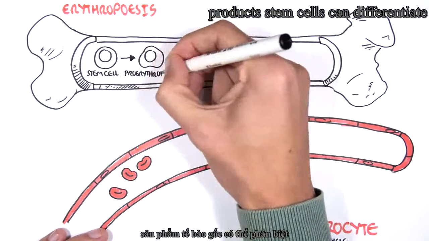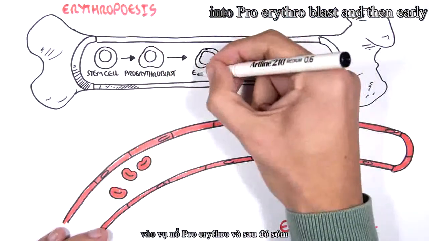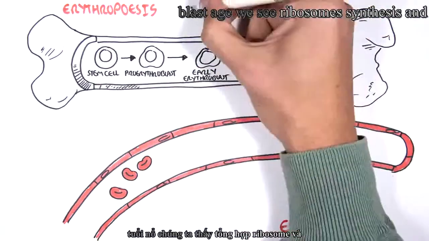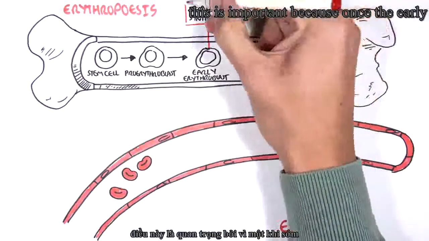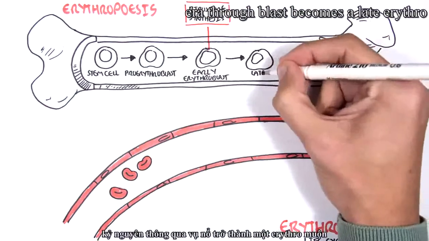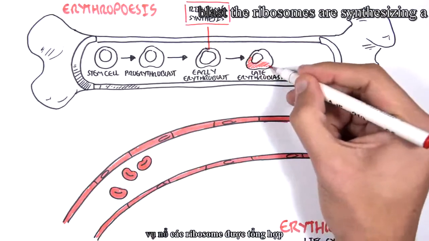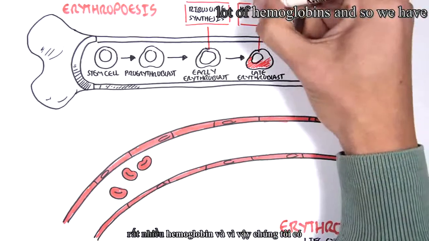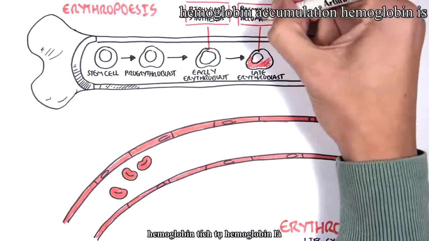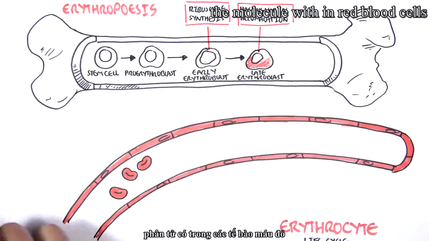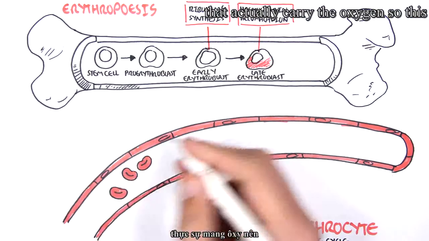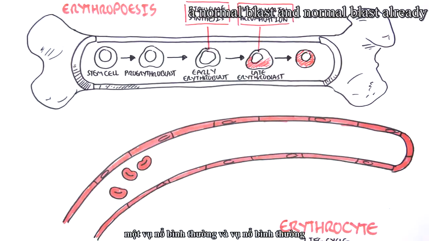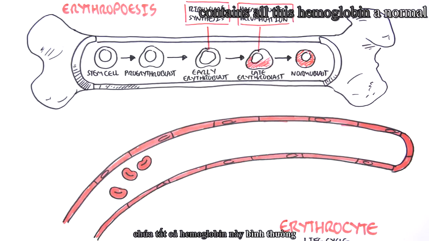Hemopoietic stem cells can differentiate into pro-erythroblast and then early erythroblast. In the early erythroblast stage, we see ribosome synthesis. And this is important because once the early erythroblast becomes a late erythroblast, the ribosomes are synthesizing a lot of hemoglobins, and so we have hemoglobin accumulation. Hemoglobin is the molecule within red blood cells that actually carries the oxygen. So this late erythroblast can then develop into a normoblast, and the normoblast already contains all this hemoglobin.